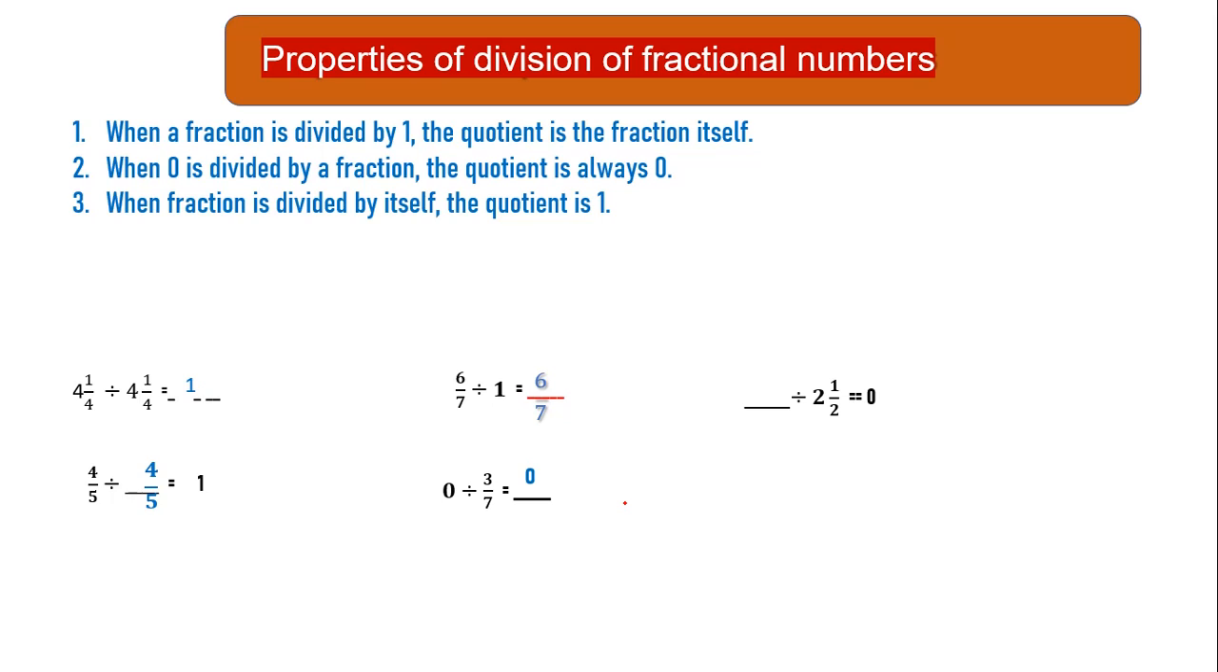Last, we will take one more problem. Here, dash divided by 2 1 by 2 is equal to 0. Again, this is a question based on the second property. 0 divided by any fraction will get 0. Hence, we have to write here 0. This way, these three properties will help us to solve the division problems of fractions.